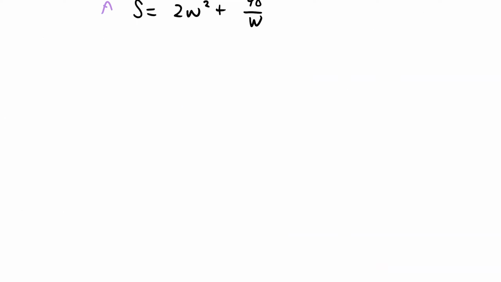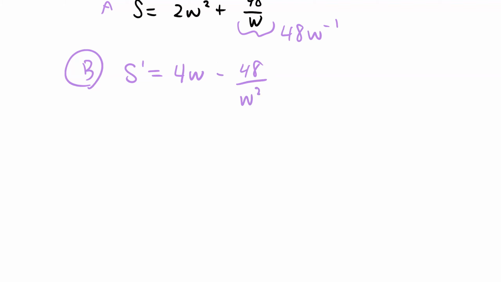So that was part A. I'll do part B in another color so we can see it better. Okay, I gotta take the derivative. So S prime is going to be 4W plus, remember this thing is literally 48 times W to the negative 1. So this is going to be minus 48 over W squared.